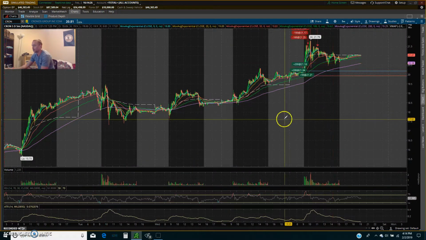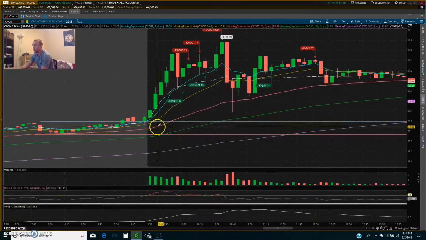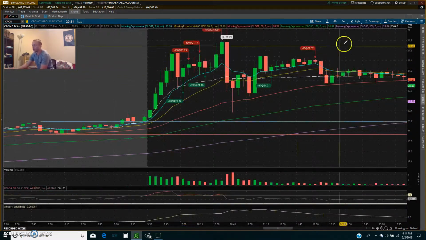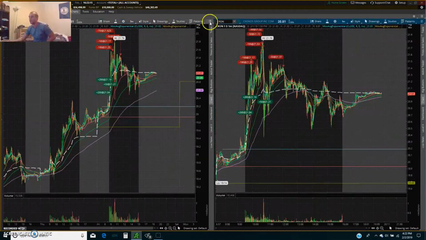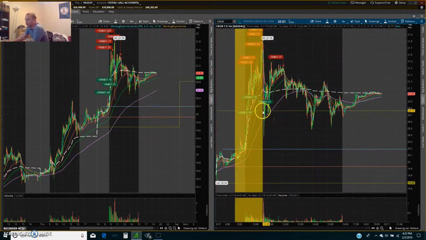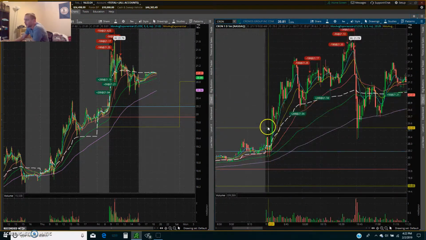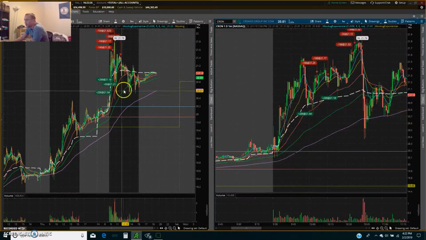Alright, then let's go take a closer look at my trades. Alright guys, we've got the 1 minute and 5 minute charts on here on Kron, and we're going to get into the trades. So, the first trade, this is the 1 minute chart on the right.